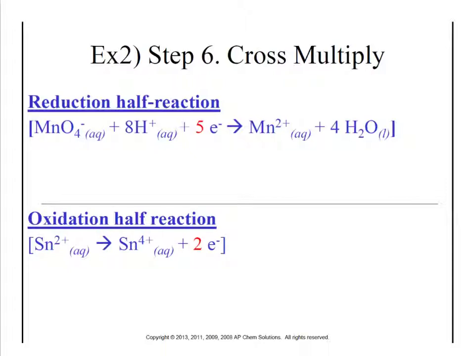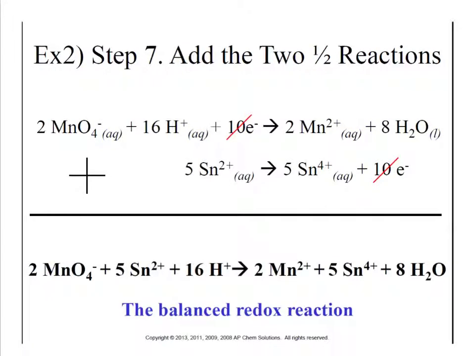And here they are written out nice and neat. So in order to balance the electrons, we'd have to multiply this top one by 2 and this bottom one by 5. That way we show 10 electrons being lost, 10 electrons being gained. And when we do that, we cancel out the electrons, sum those two reactions together, and here we have our balanced redox reaction for tin 2 chloride and potassium permanganate.